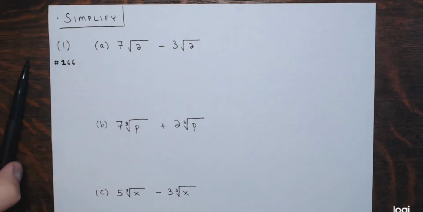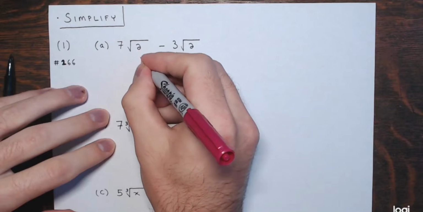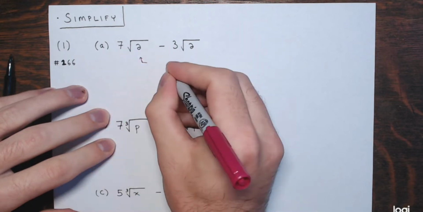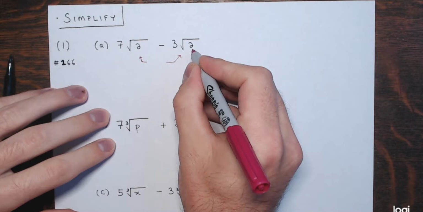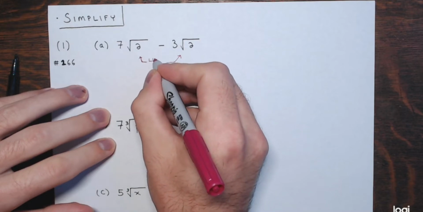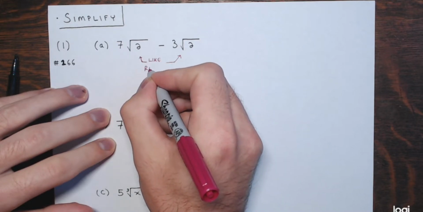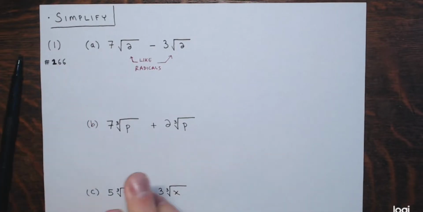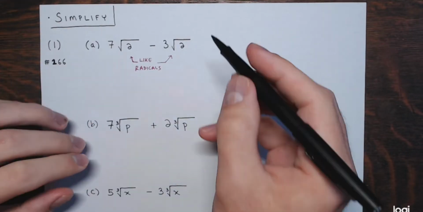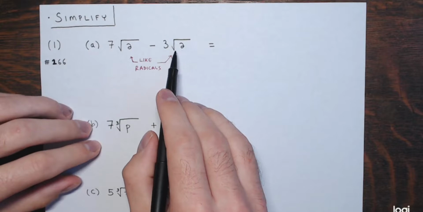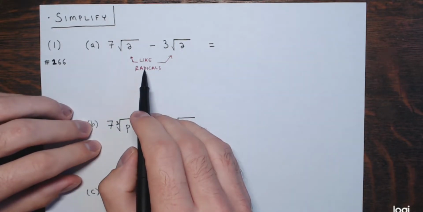Now these are what would be considered like radicals, because both terms have the same index. They both have a square root involved, and they have the same radicand. The expression underneath the root is the same. Both of these have the square root of 2, so these are like radicals. The way we combine these is just like factoring polynomials. Both terms have a common like radical, so I could factor this out.